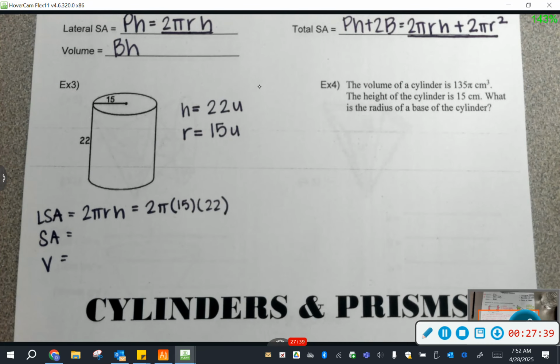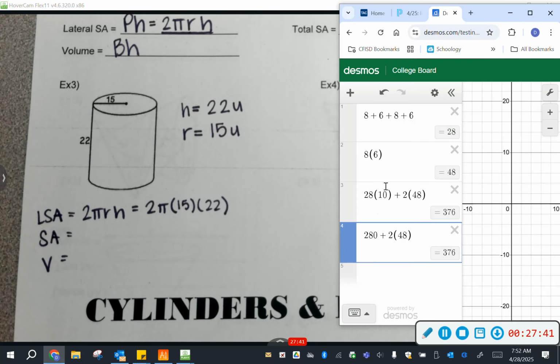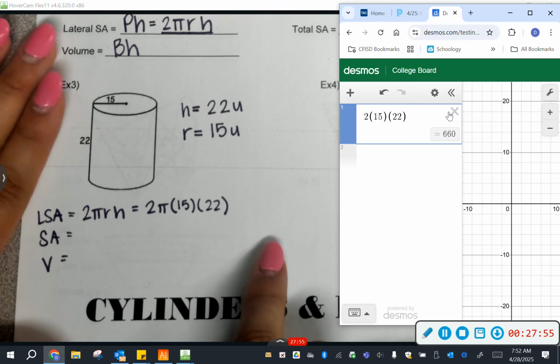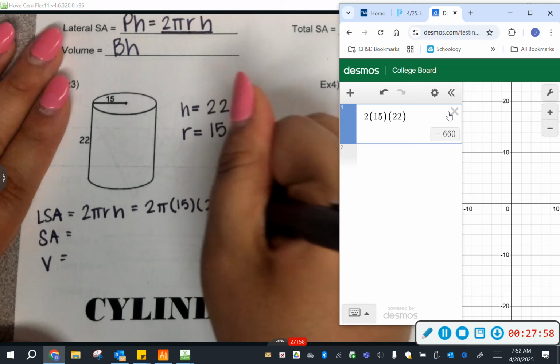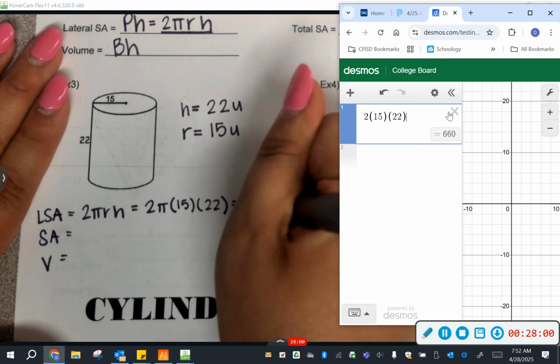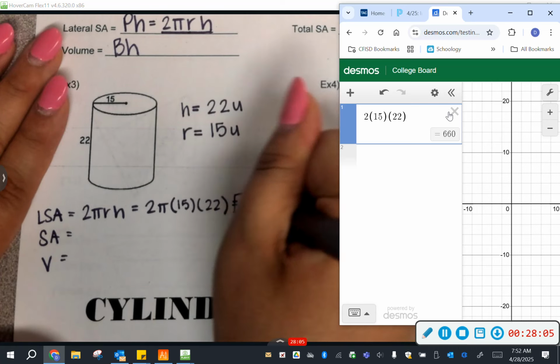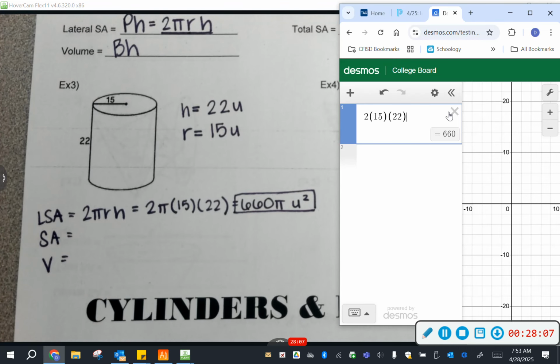And when we put that in the calculator, what do we know about putting things in the calculator? Do not put pi. However, based on your last test, a lot of us forgot to put pi on the paper. Don't forget to put it on the paper. So what is my answer going to be here? 660 pi. That's my answer.